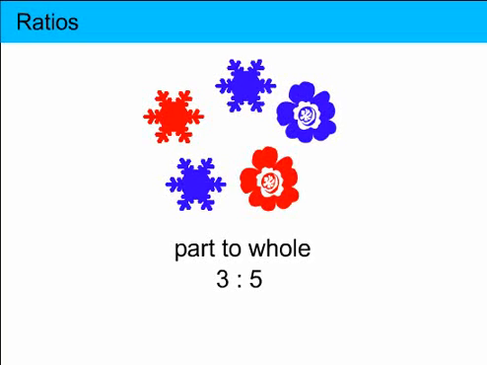Now when you are comparing part to whole, the ratio can also be written as a fraction because it's part of a whole thing, which is what a fraction is. So this ratio can be written as 3 to 5 or 3/5, which is a fraction.